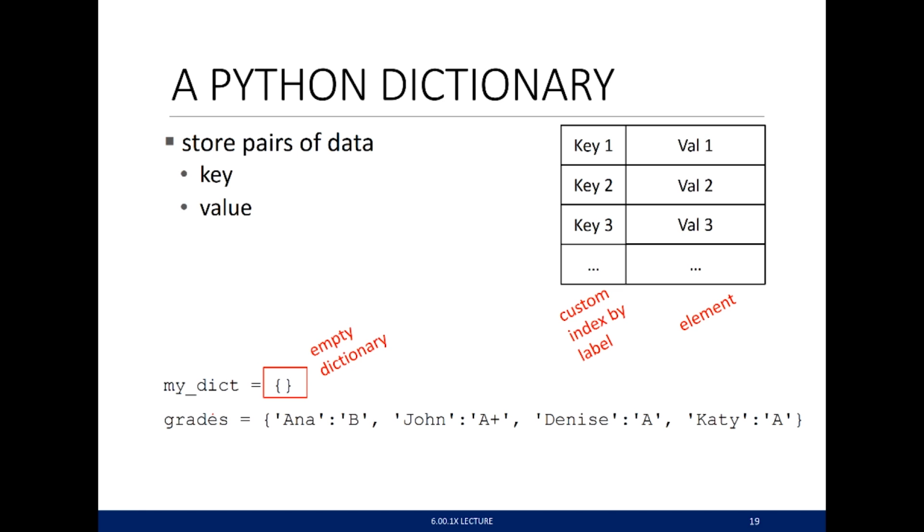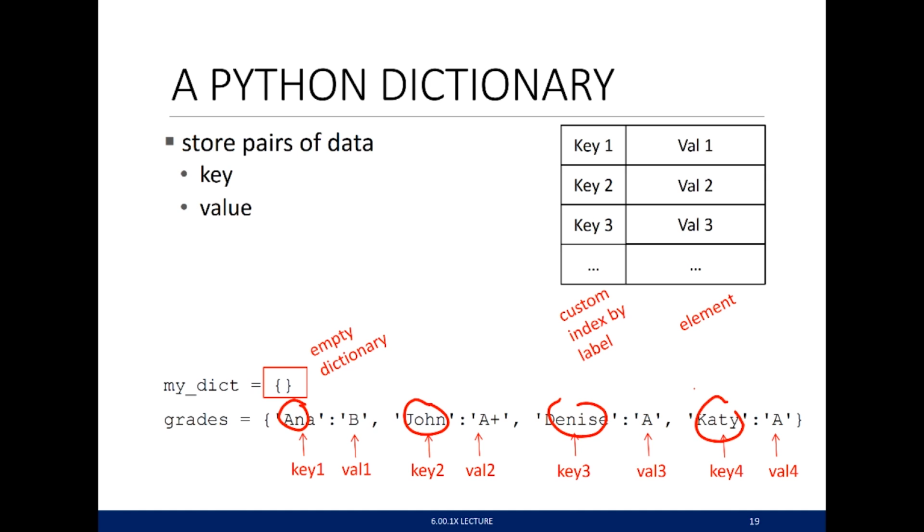An empty dictionary starts off with just these curly braces, and then I could create a dictionary of grades. I could give Anna the grade B, John the grade A plus, Denise an A, and Katie an A. And I'm going to index into the dictionary by the key element of the entry inside of a dictionary. So each one of these is an association, or a pairing, of a key and a value. And that's going to allow me now to build arbitrary structures very nicely.